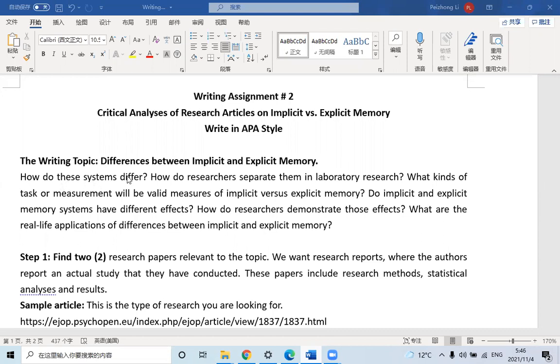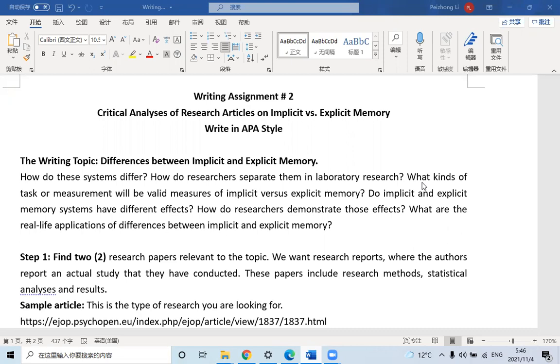How do these memory systems differ from each other? How do researchers separate them in laboratory research? Once you know how researchers measure them and test them, you have a good understanding of implicit memory versus explicit memory. What kind of task or measurements will be valid measures of implicit versus explicit memory?